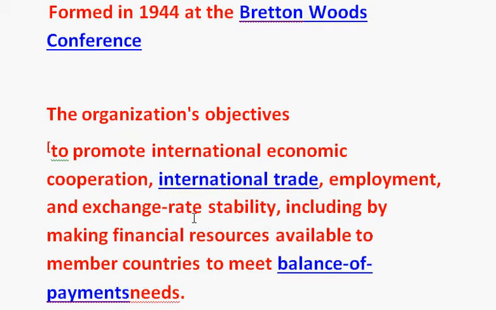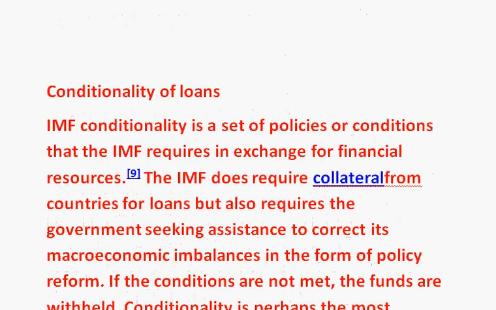And what is exchange rate stability? The exchange rate is the rate at which the currencies of different countries can be exchanged. The IMF supervises that exchange rates should not be very volatile, because that can adversely affect international trade. So these are the roles of the IMF.